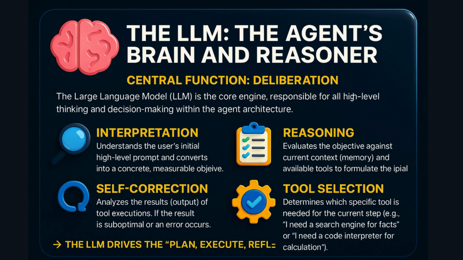interpreter for calculation. Fourth is the self correction. Finally, it analyzes the output of tool executions and adjusts the plan if the result is suboptimal or if an error occurs. Ultimately, the LLM drives the plan, execute, reflect loop that defines agentic AI.